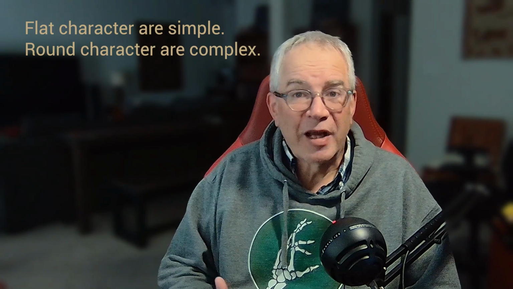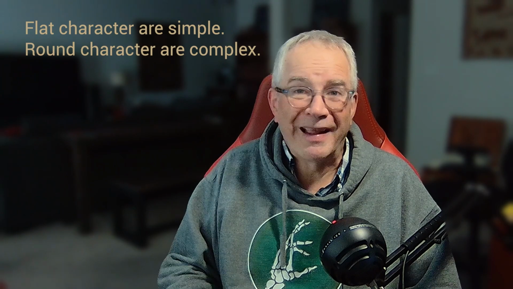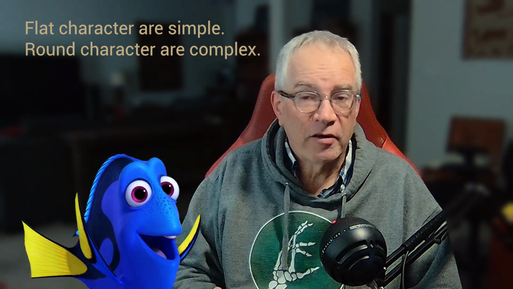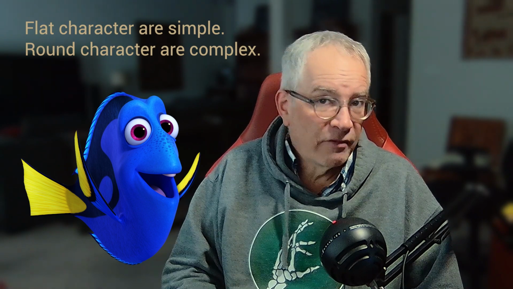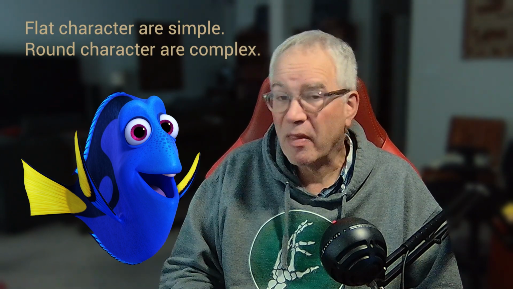Round characters are multidimensional, and they exhibit a range of traits and motivations and complexities. You'd need an essay or more to describe one of these kinds of characters. Dory from Finding Nemo is a relatively round character. She's forgetful and optimistic and friendly and resourceful and empathetic.